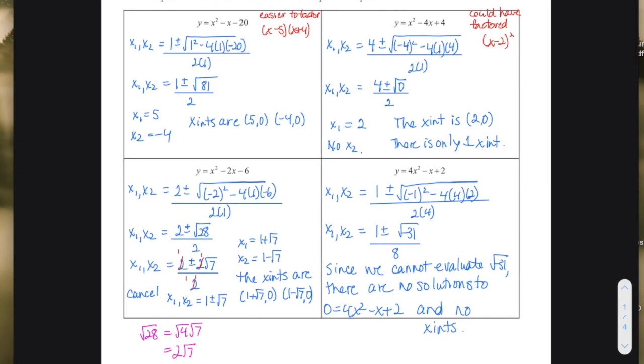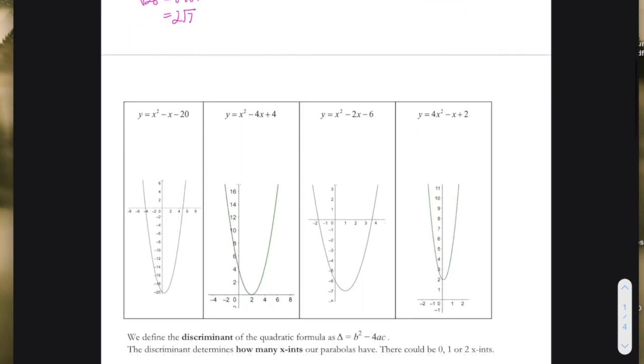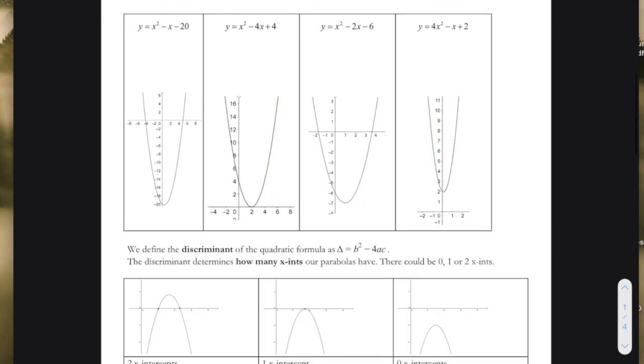Okay guys, so I have solved the 4 examples that were given. Hopefully you followed along. And next I want to associate what's going on in the quadratic formula with what is going on in the graph. So what I've done on the next page is I've taken these same exact 4 quadratics and I have graphed them. So right now what I just want to do is copy and paste the x-intercepts I already found.